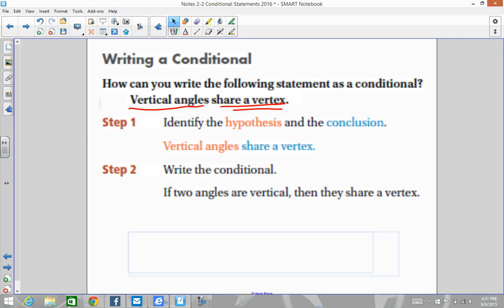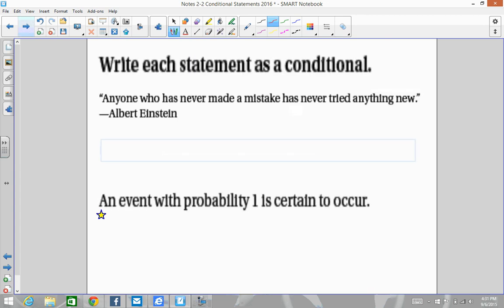If you're not sure about this, take out the word they and use the same noun, which is two angles. So: if two angles are vertical, then two angles share a vertex. By doing this, you won't mess up with your pronouns when you write a converse or things like that, and I will look for that. All right, so take a minute, pause the video, write both of these sayings in if-then form, and then start the video when you want to see the first one.